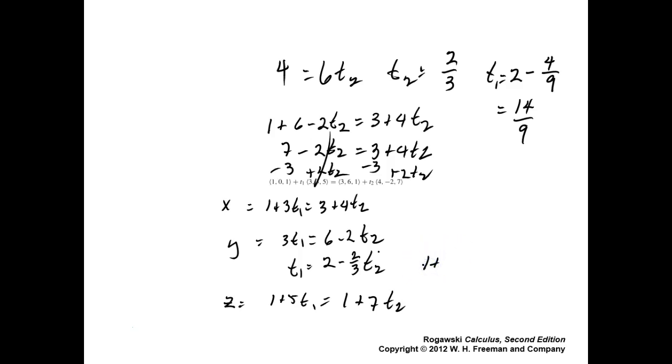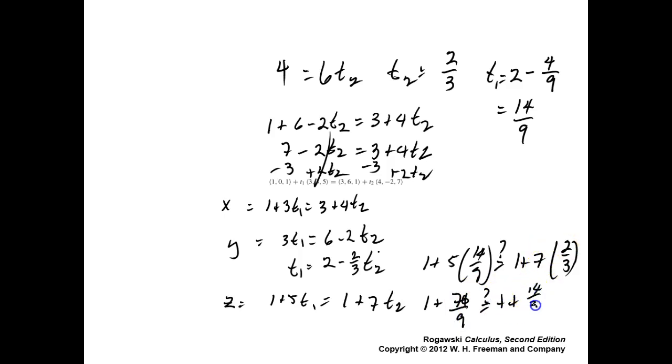1 plus 5 times T1, which would be 5 times 14 ninths. Supposedly, that should be equal to 1 plus 7 times 2 thirds. So this would be 1 plus 70 ninths, is that equal to 1 plus 14 thirds? The answer is probably no. This would be 79 ninths. Is that equal to 3 thirds plus 14 thirds, that would be 17 thirds? And the answer is no.